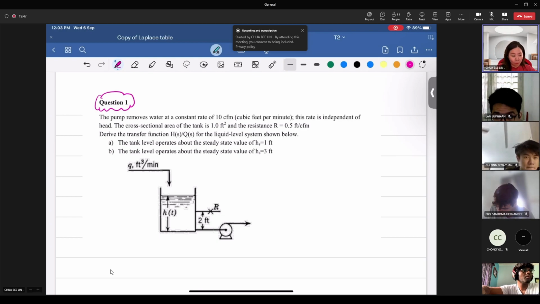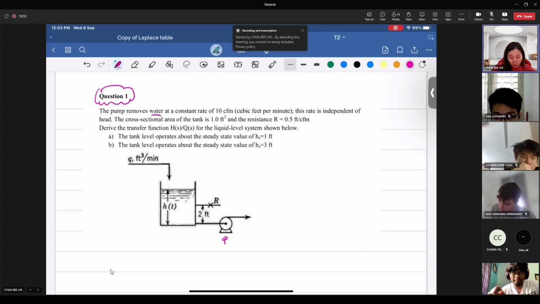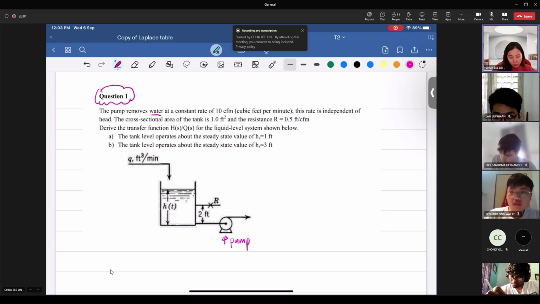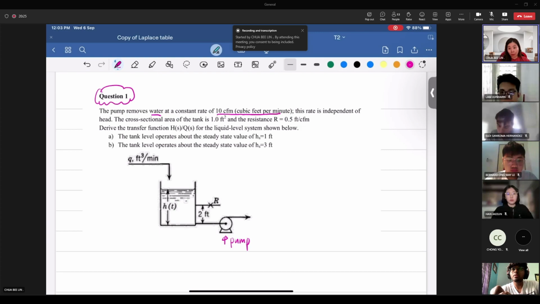Okay, so focus on a few questions of today's tutorial 2. This will be in the scope of your test 1. The pump removes water at the constant rate of 10 CFM, cubic feet per minute. The ones you have in your test and final exam do not have the English unit. All we follow is the SI unit, the standard unit. The English unit in tutorials is okay, because later on in your test and final exam, you will be using the SI unit, meaning that all the SI units will be given in the question for the test and also for the final exam.